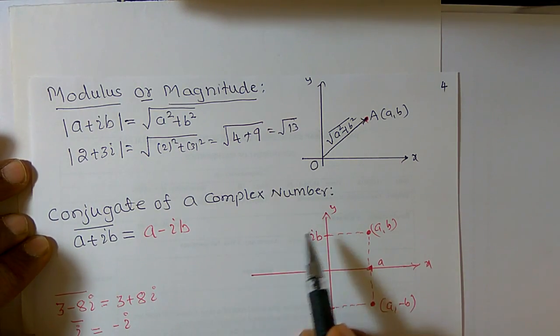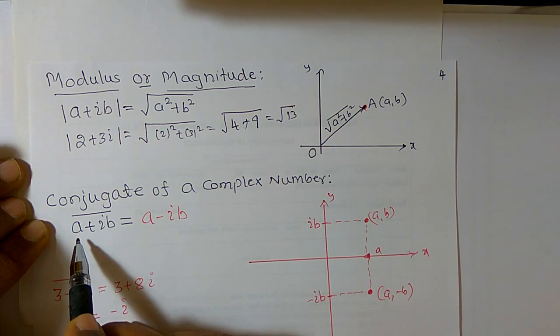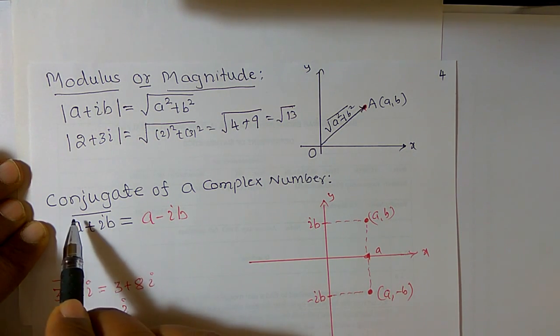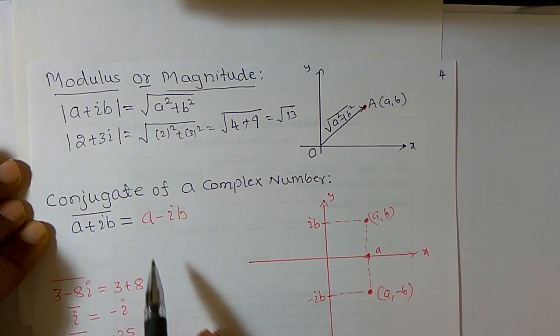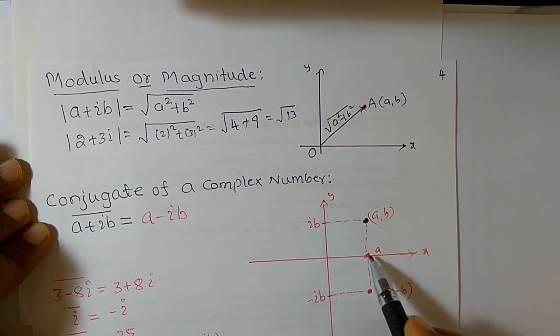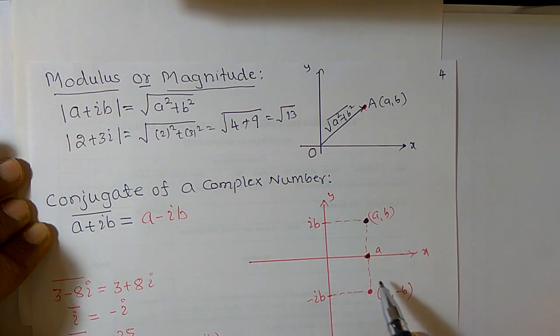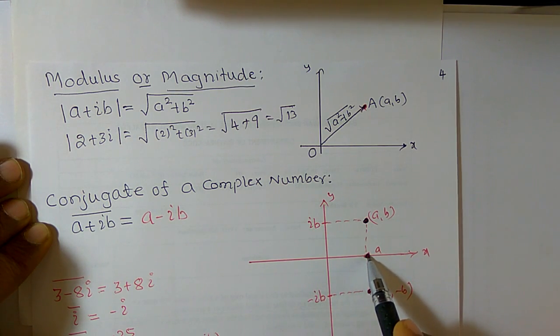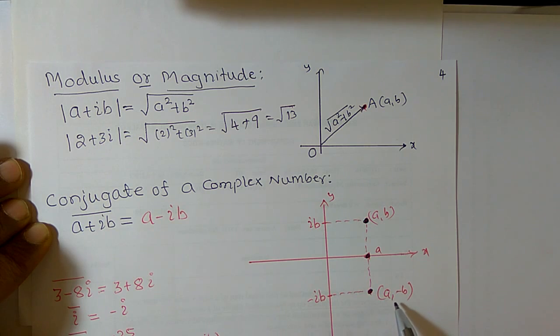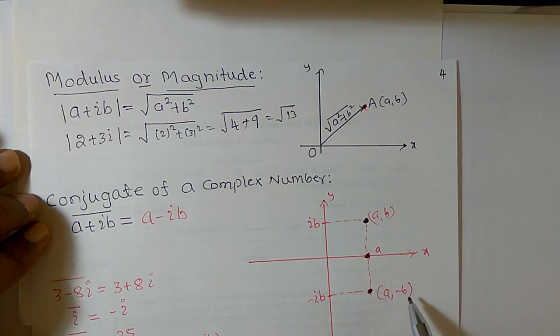Is it clear? Similarly, you can define the conjugate of a complex number. How are we going to represent the conjugate of a complex number? a plus ib bar can be written as a minus ib, right? So geometrically it can be represented as a point. a plus ib is denoted by a comma b. a minus ib is denoted by a comma minus b. a on the real axis, minus ib on the imaginary axis. So these two lines will coincide at this point. It can be denoted by a comma minus b, right?